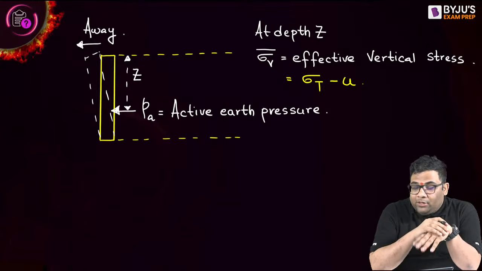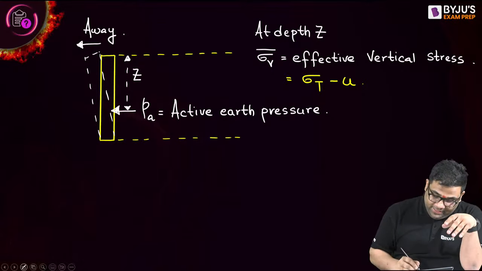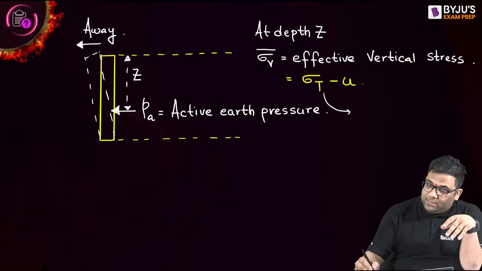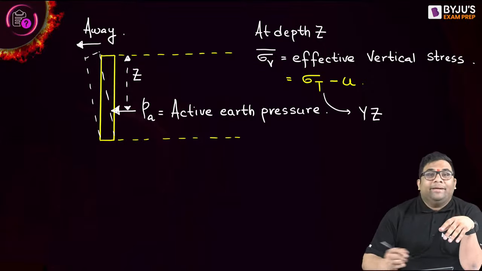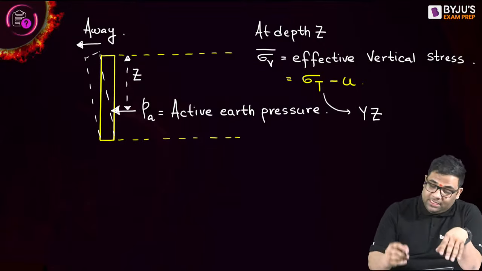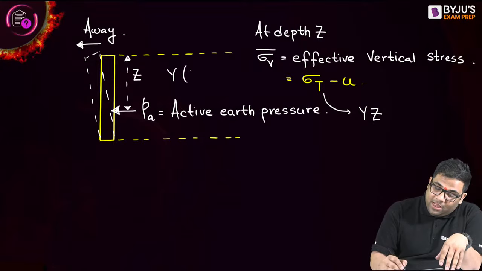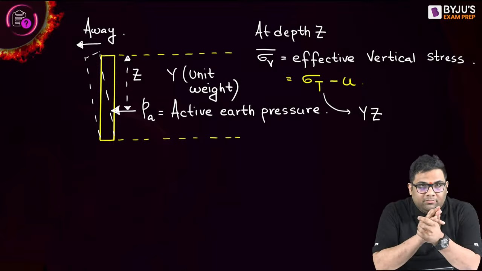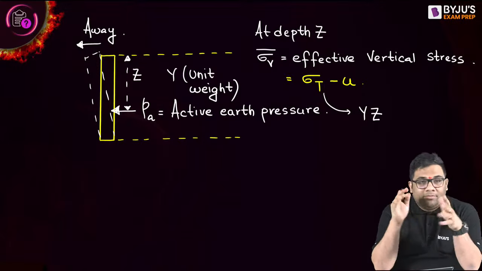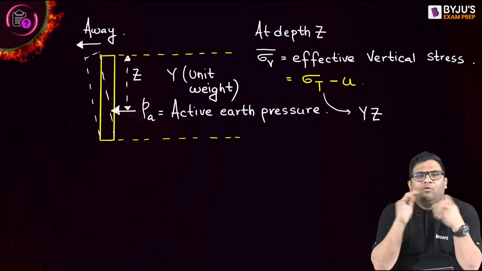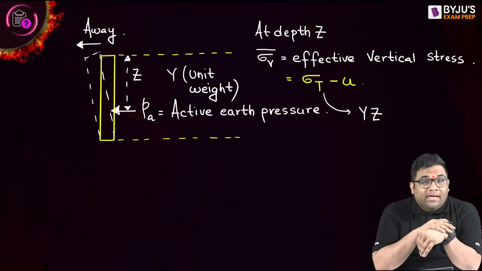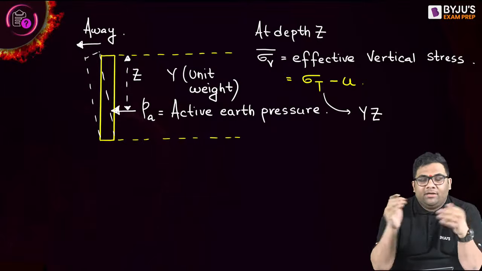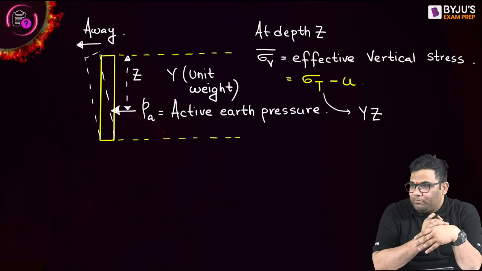And the total stress will simply be gamma into Z, if the soil has a unit weight of gamma at this depth. If water is present, then we have the pore water pressure u, which is gamma W into Z. But if water is not present, the pore water pressure is zero. You find out this effective vertical stress. We'll see it when we cover the topic.